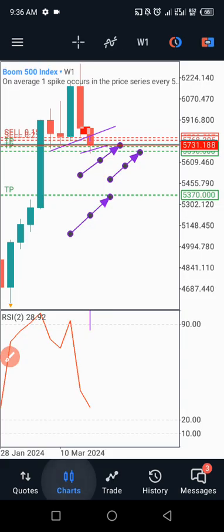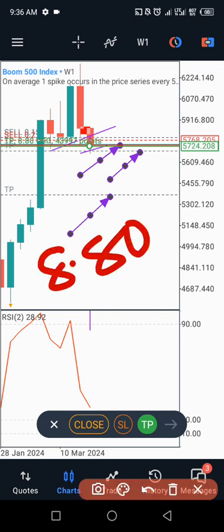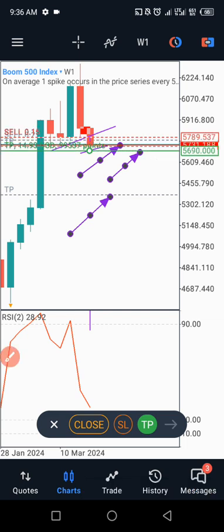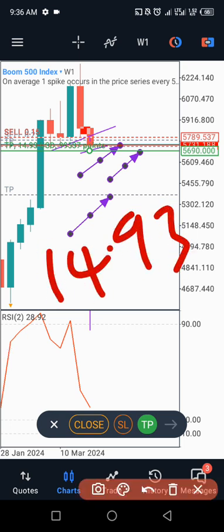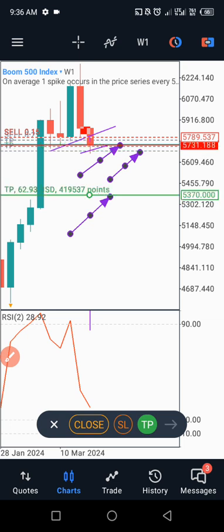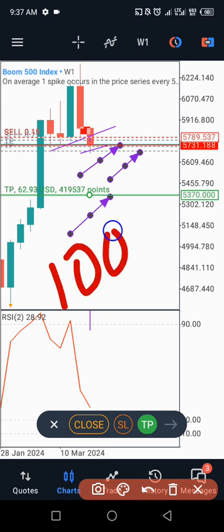So the first take profit here, definitely you can see the profit of 8.80, okay, and then the second take profit is going to be here, which will be 14.93. And then the last take profit level I have set, in case price decides to run for a long time, is going to be at this particular level here, which is 62.93, okay. So in case this trade goes in my favor, definitely I might be making close to $100 on this particular trade.